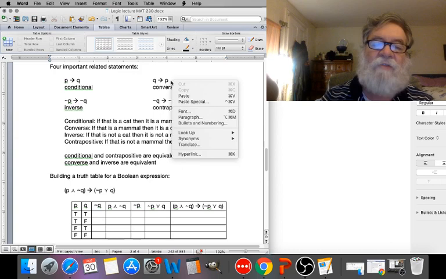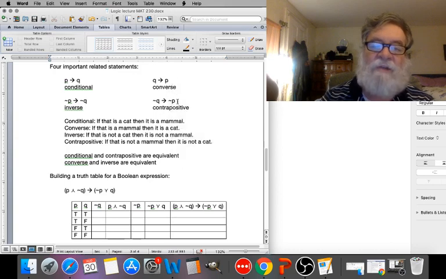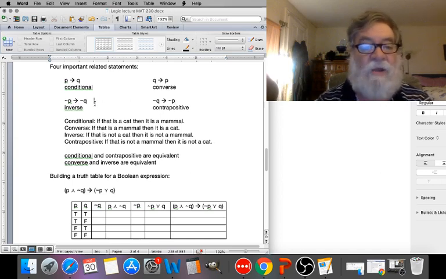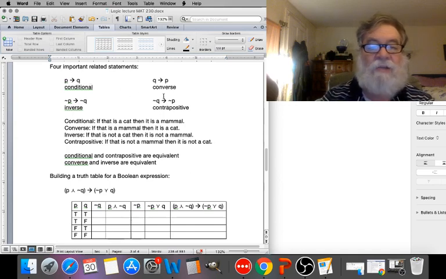If you start with the converse and first negate it, you get this, and then you get the converse of it, you end up with this. So the converse and the inverse are contrapositives of each other. So these two diagonally are the same, and these two diagonally are the same, but they're not all four the same.